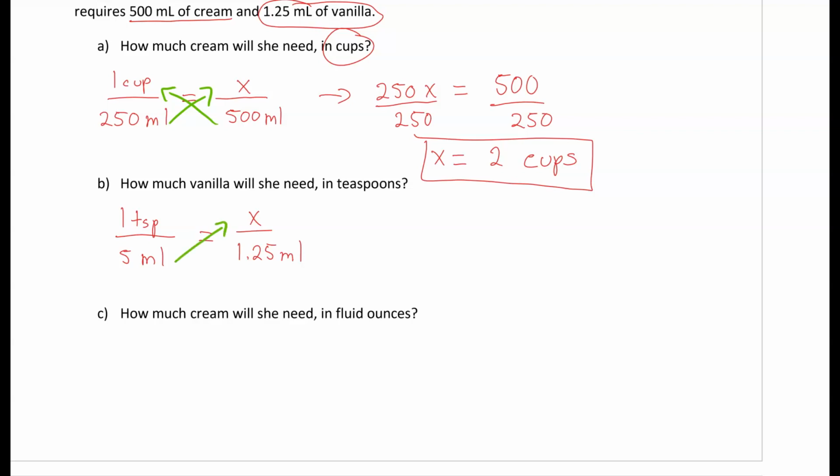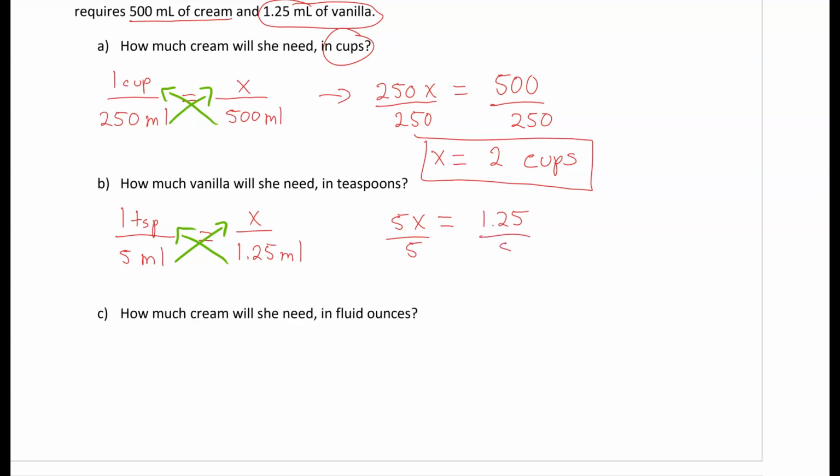Now we can cross multiply. So we'll have 5 multiplied by x, giving us 5x is equal to 1 multiplied by 1.25, which is 1.25. We want to get x by itself, so divide by 5.